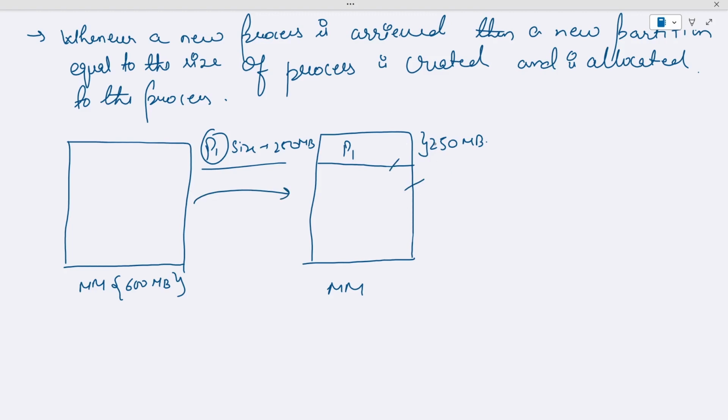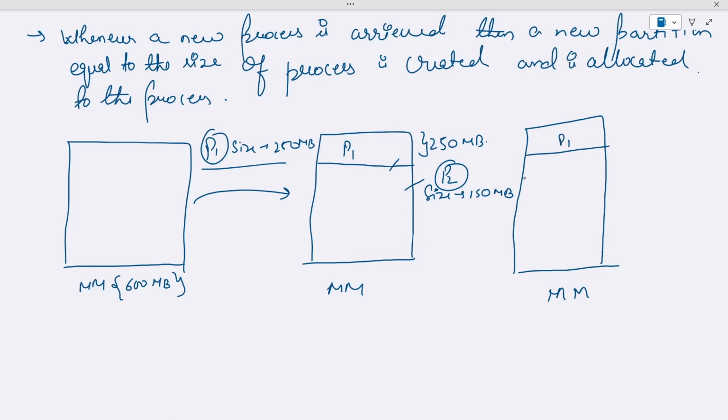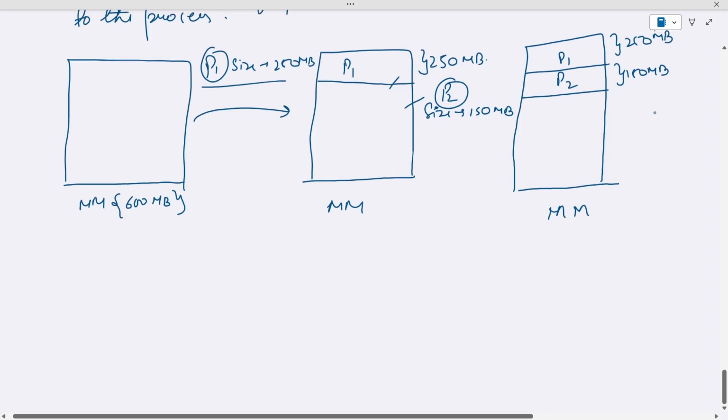Now let's say that P2 is the second process, and the size of P2 is 150 MB. Right now there is only one block in the main memory. When the second process P2 comes, another space of 150 MB is created and allocated to the P2 process. When a process arrives, main memory creates a space for that particular process. It's not predefined. It is created instantly when the process is needed.